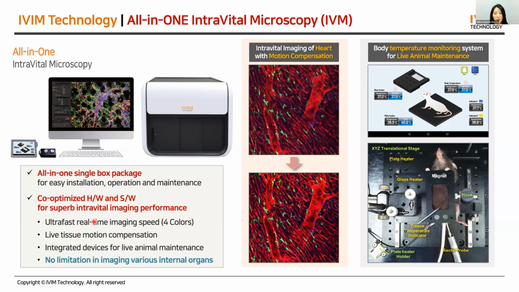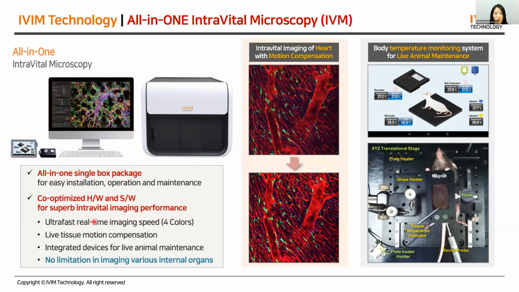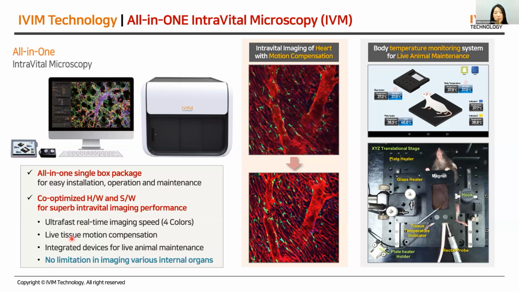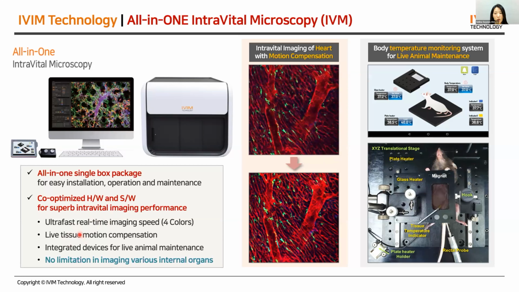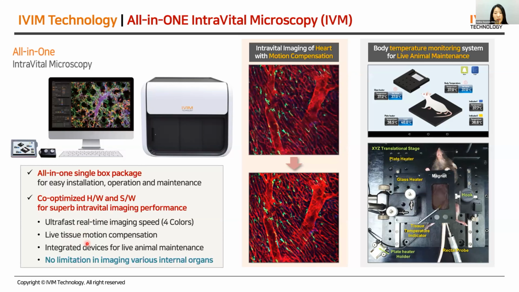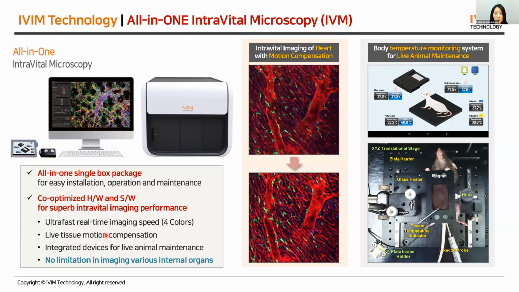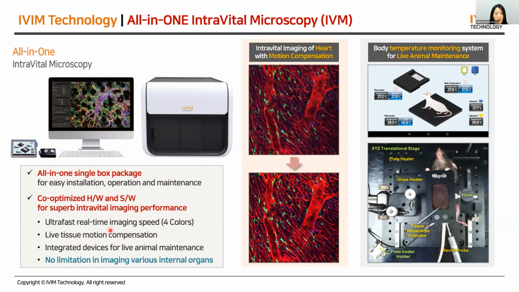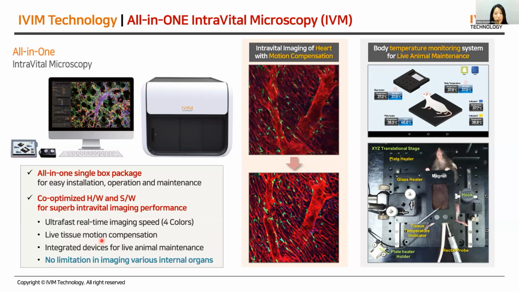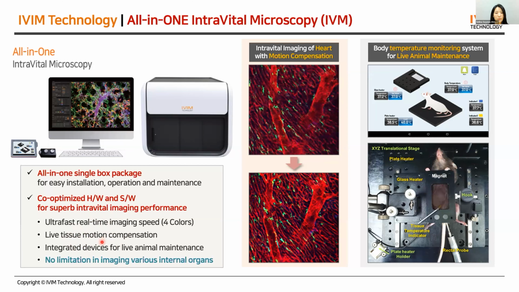Thereby, we can even capture very fast cell dynamics, such as red blood cells flowing inside of the blood vessel. And together with the automatic hassle-free motion compensation function and various accessories such as a live animal maintenance system and various imaging window systems for wide-range in vivo applications, users can easily get high quality in vivo data without any limitation in the imaging target organs.